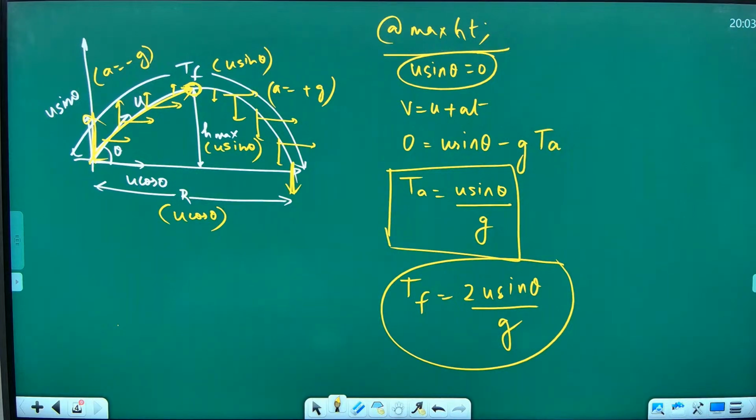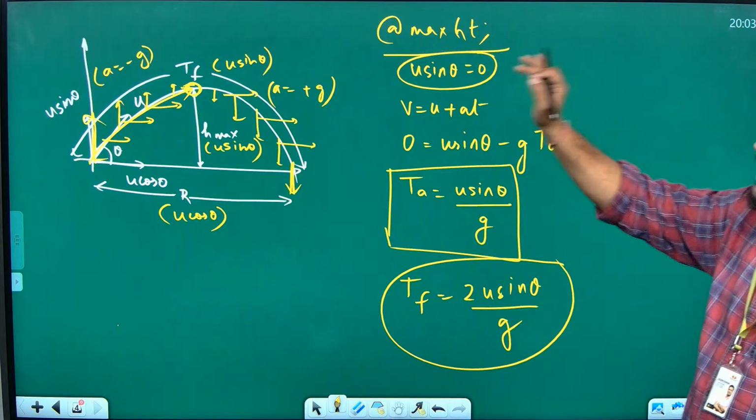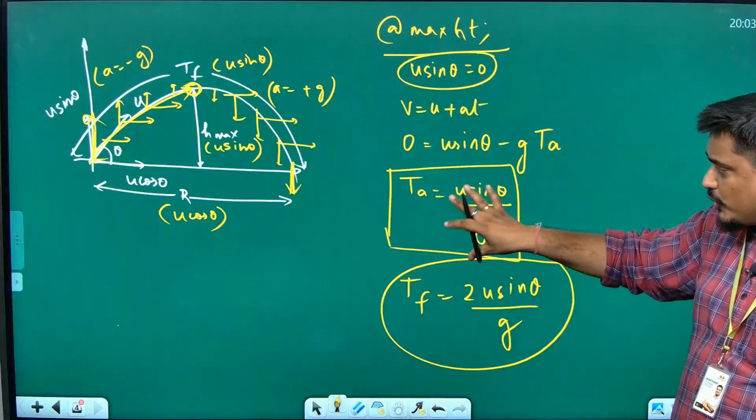How much time the projectile takes to go above, same time it takes to come down. If you multiply it by 2, you get the answer of time of flight.